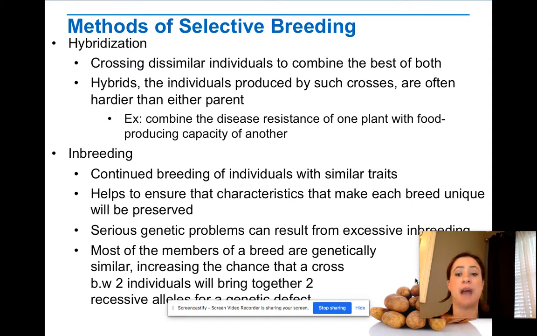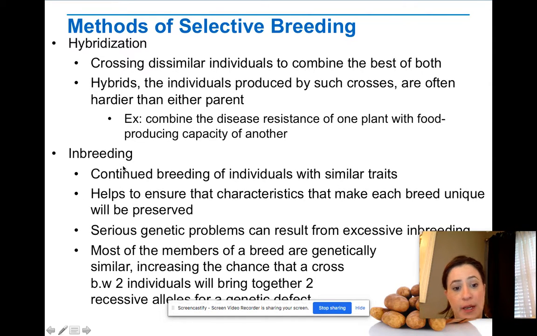And these hybrids are often hardier than either parent, disease resistant, and capable of producing a lot of food. So Burbank would also develop hundreds of other varieties of other plants as well. But hybridization is basically taking the best qualities of two different varieties and combining them together.